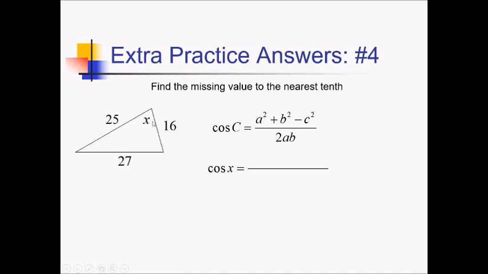So here's the angle I'm looking for. Here's the side across from that, this 27. So 27 is our c value. And then a and b are going to be the legs of the angle that I'm looking for. So I've got 25 squared plus 16 squared, or vice versa. It doesn't really matter which one is a versus b. And then we have minus 27 squared. That makes a difference if you get the wrong number there. Now down below we have 2 times the legs, so 2 times 25 times 16.